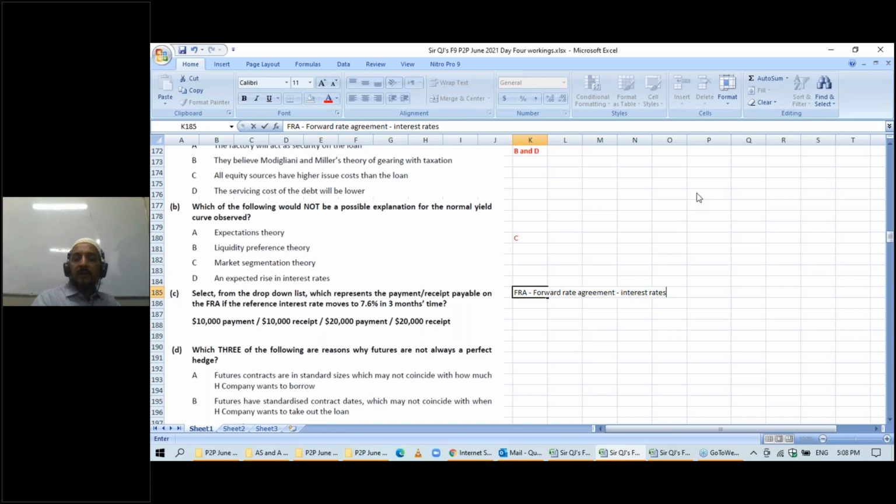Let me explain you a bit about this. In the forward rate agreement, select from the top down list which represents the payment receipt payable on the FRA if the reference interest rate moves to 7.6%. Okay, now what they want to ask, let me refer to the main question first.